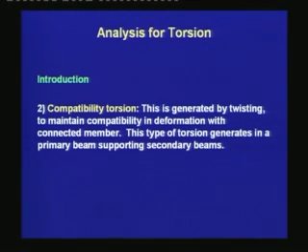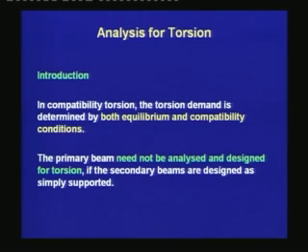The second type is the compatibility torsion. This is generated by twisting to maintain compatibility in deformation with the connected member. This type of torsion generates in a primary beam supporting secondary beams in a grid beam system. In compatibility torsion, the torsion demand is determined by both equilibrium and compatibility conditions. The primary beam need not be analyzed and designed for torsion if the secondary beams are designed as simply supported.